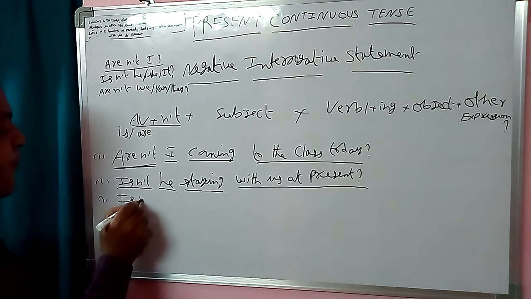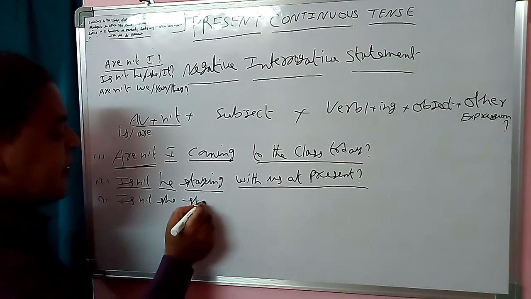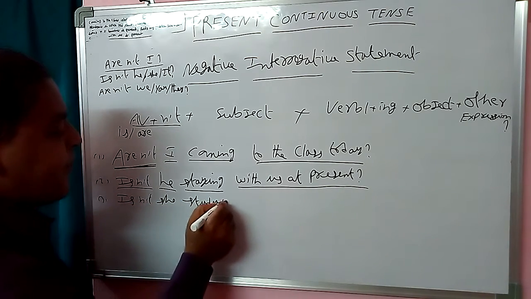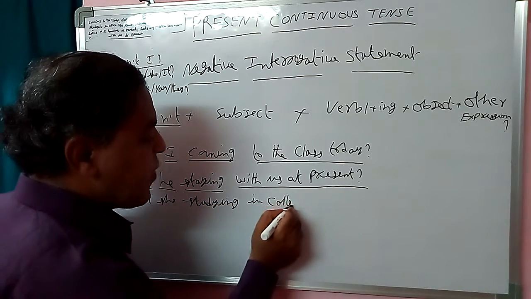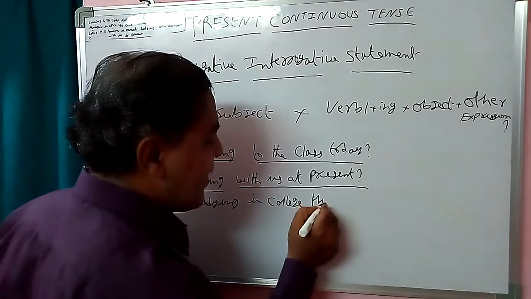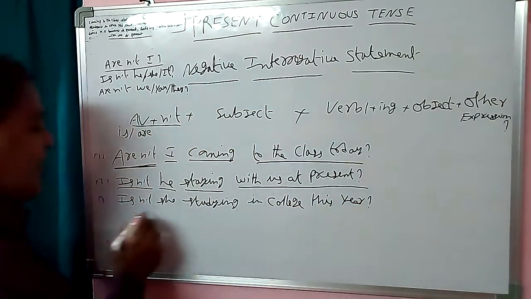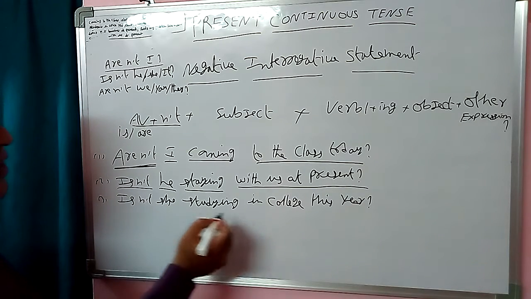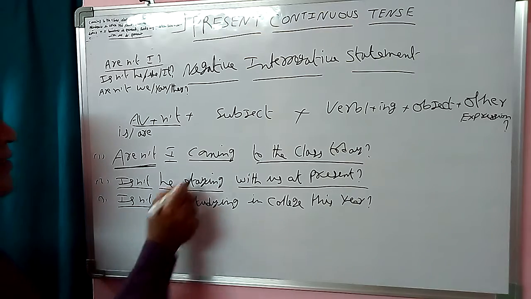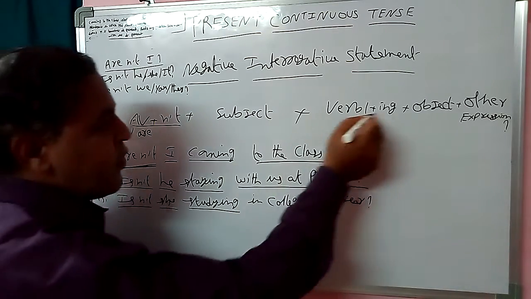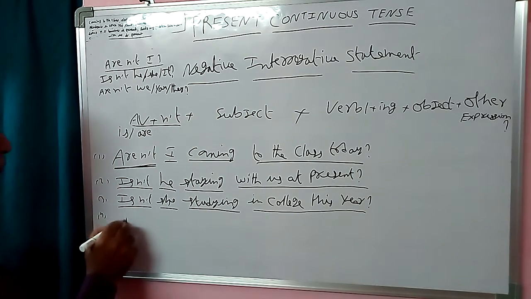Isn't she studying in college this year? Isn't, auxiliary verb with apostrophe t. She, subject. Studying, verb 1 plus ing. In college this year, object and other expression.